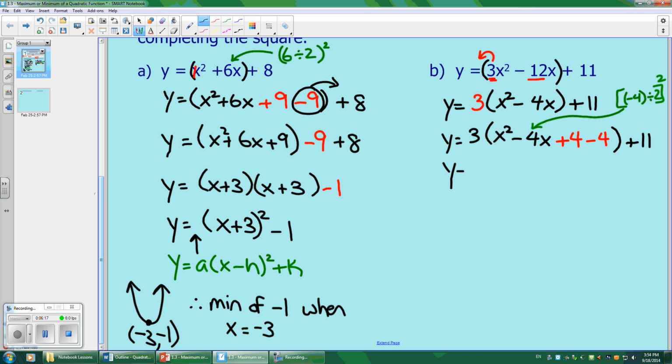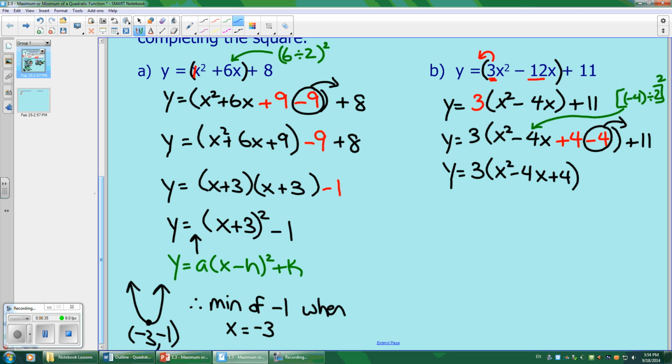Don't forget to write the 3. x squared minus 4x plus 4. That's the perfect trinomial that I wanted. I always want that positive 4. It's the negative number that we never want, and that's what's going to be kicked out.